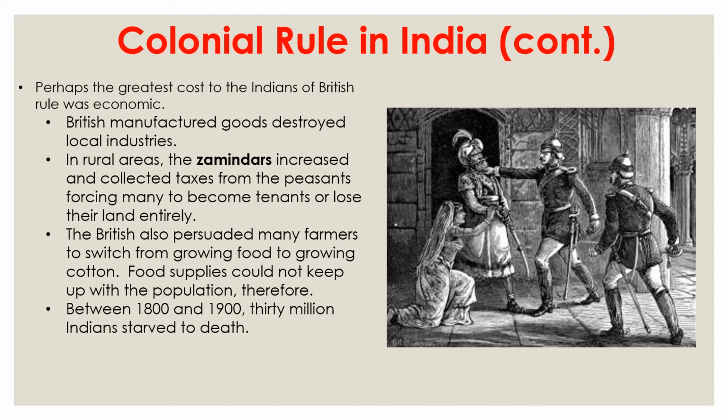This would be to the benefit of Great Britain, but not to the Indians, because ultimately, because they were growing so much cotton instead of food, food supplies could not keep up with the population, and therefore, between 1800 and 1900, 30 million Indian people starved to death. This is largely because the British insisted that they grow cotton instead of food. The British made sure there was enough food for their colonists that were sent there, and for those that were working within the British system, but there was not enough food being produced for that 300 million population that lived in India.